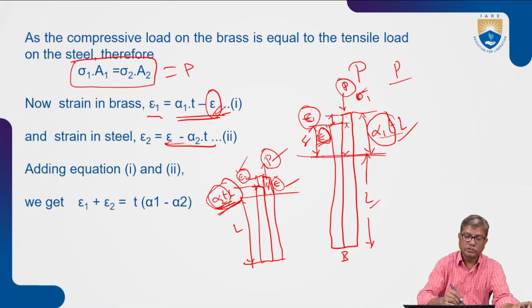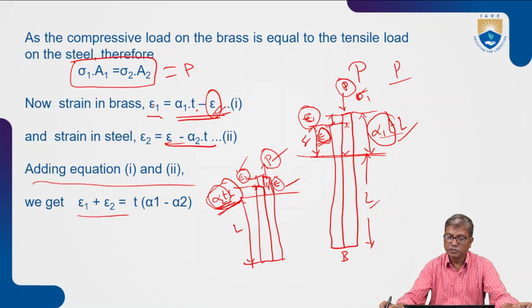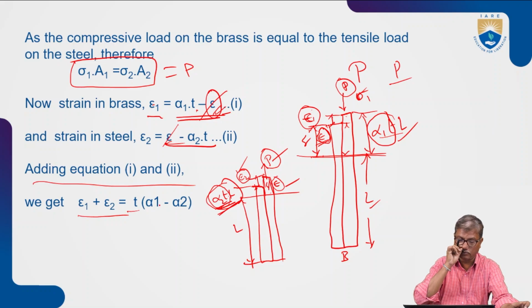So, what is the sum of these two now? Adding these two, you will get epsilon 1 plus epsilon 2 is equal to, these two get cancelled, so we'll have T into alpha 1 minus alpha 2.